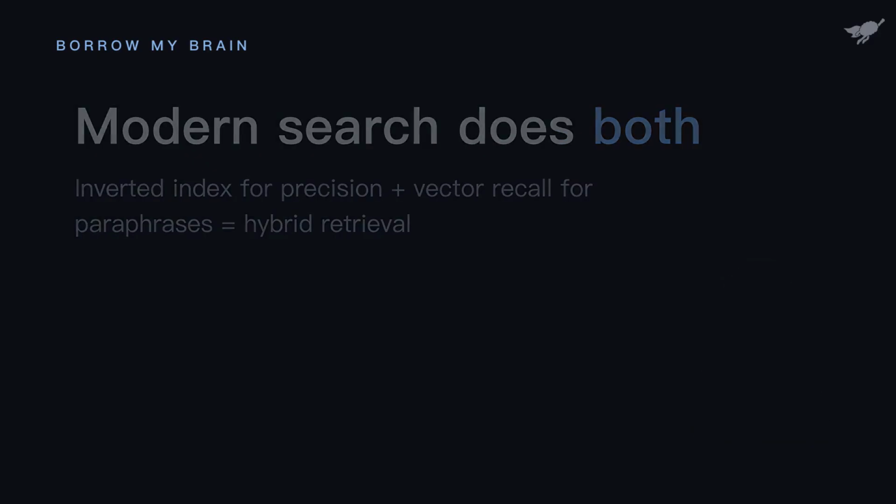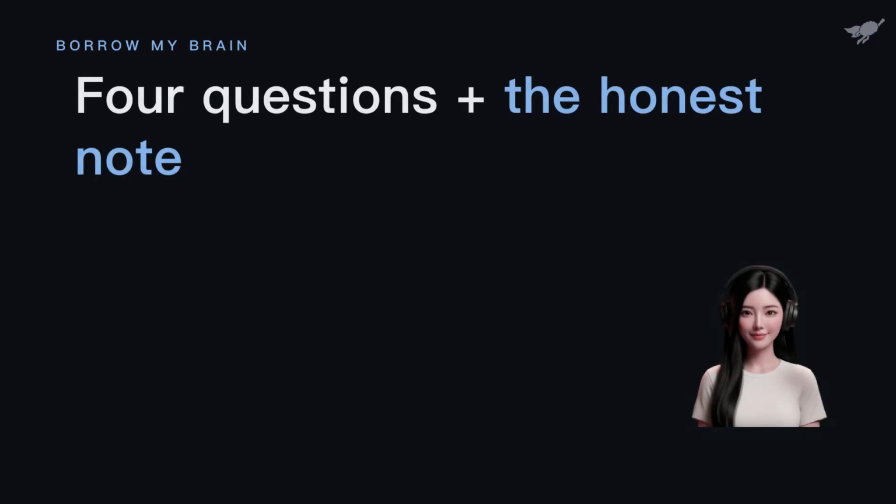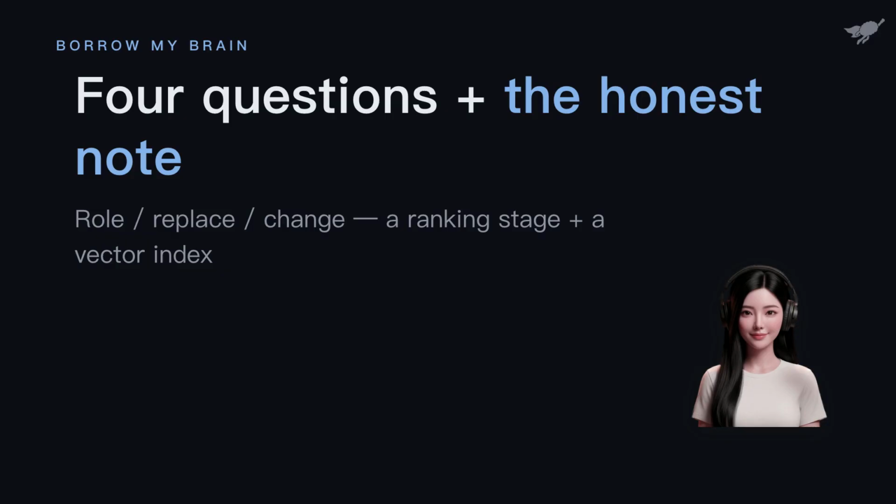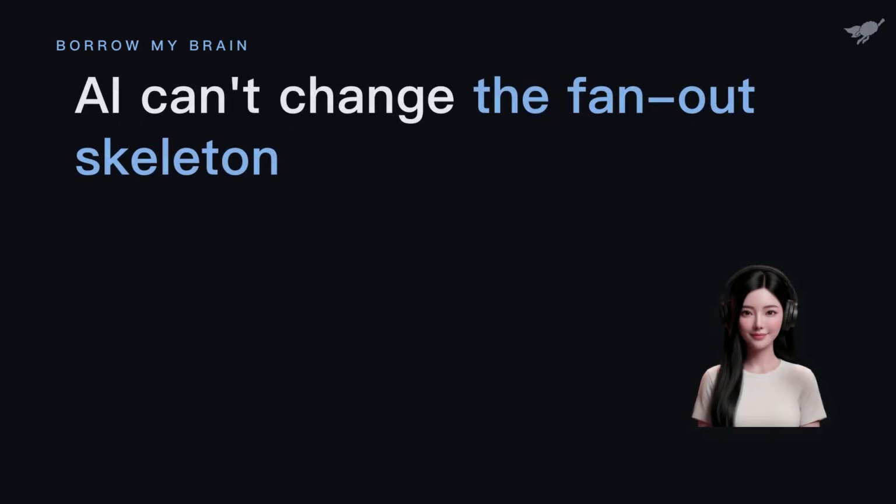Hybrid retrieval. Run the 4 questions quick, and the last one is the honest note. Where it helps. The timeline goes from reverse-chron to ranked, and search goes from keyword to keyword plus vector recall. What it replaces. Reverse-chron gets replaced by a ranking model, and pure keyword gets replaced by hybrid retrieval, inverted index plus vectors. What changes? A ranking stage gets added after the fan-out service, and a vector index gets added next to the search index. So what can it change?